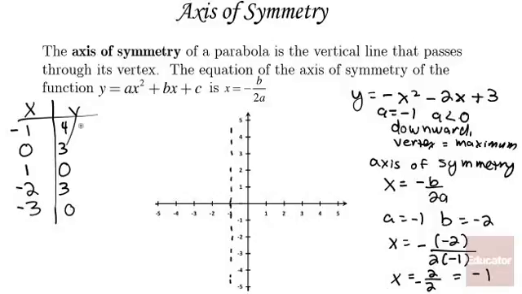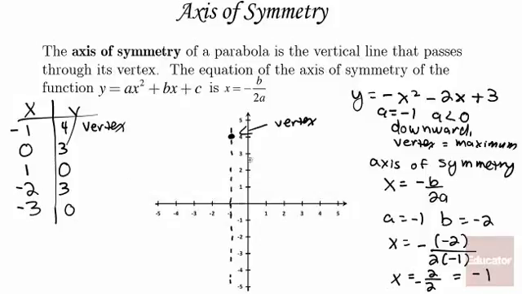So first, remember this is my vertex because this gave me my x coordinate for my vertex. It also gives me the line for the axis of symmetry. So when x is negative 1, y is 4. So this is the vertex. And remember that I said that this is a maximum because it curves downward.